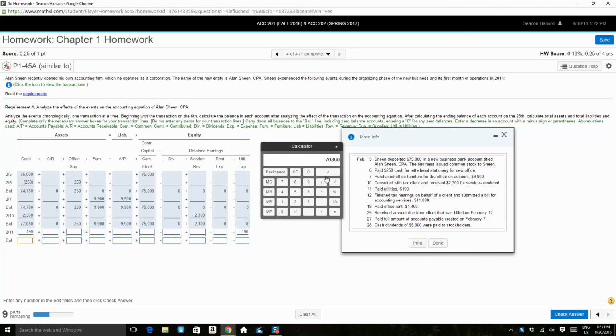No change to accounts receivable. No change to office supplies. No change to furniture. No change to accounts payable. Common stock stays the same. Dividends, no change. 2,300 still in service revenue. Rent expense is 0. And then we're going to have that negative 190 over here.